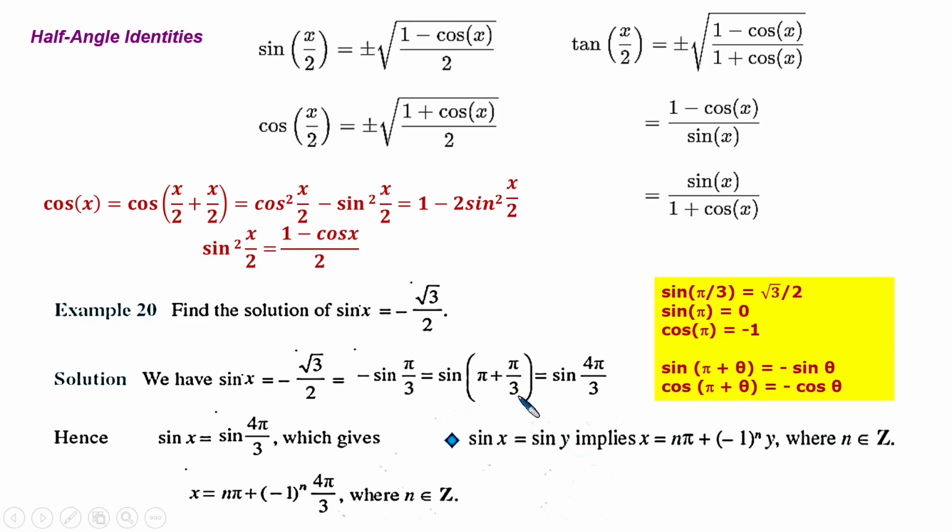So pi plus pi by 3 is 4 pi by 3. So sin of x is sin of 4 pi by 3. And we know sin x equal to sin y is valid for x equal to n pi plus or minus y, which we have proved. Here y is 4 pi by 3; I substitute here. So this is the solution: x is equal to n pi plus or minus 4 pi by 3, for all n belonging to Z.